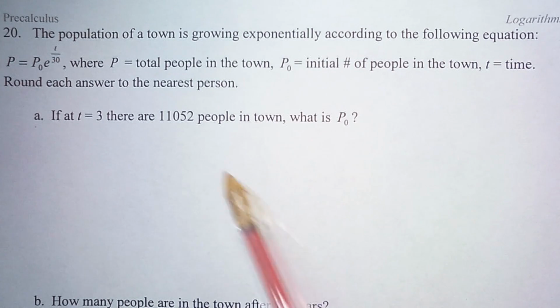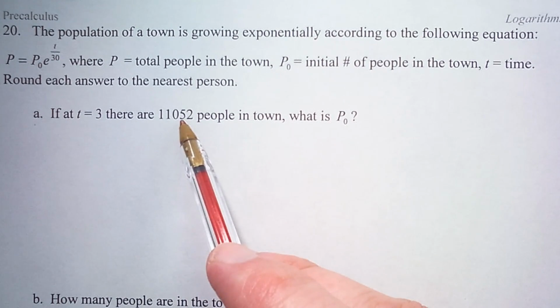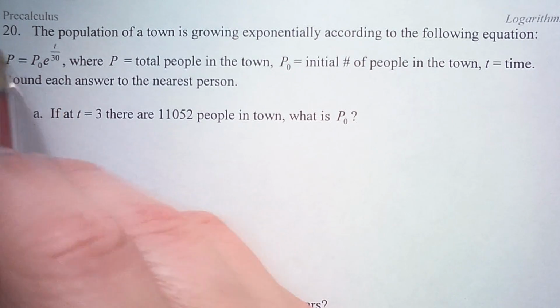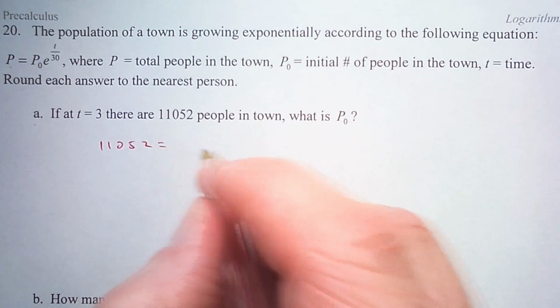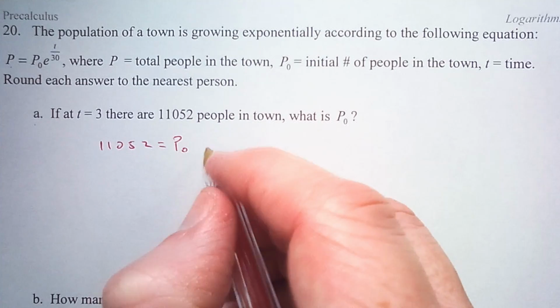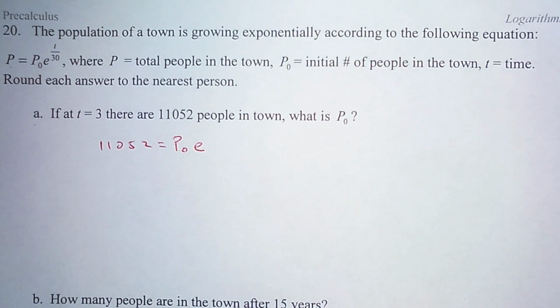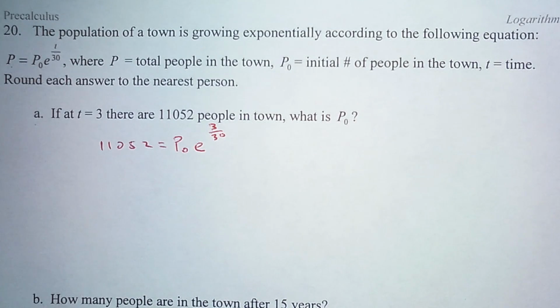If at t equals 3, there are 11,052 people in town, what is P sub 0? Okay, so when time is 3, there's 11,052, so how many people were there when we started keeping track? Okay, so P is 11,052 equals P sub 0, which we don't know, times e, which is a constant term, not a variable, to the t over 30 power, so that's 3 over 30 power.